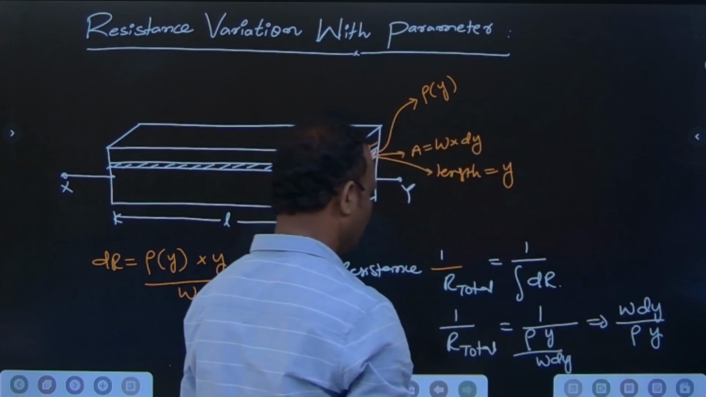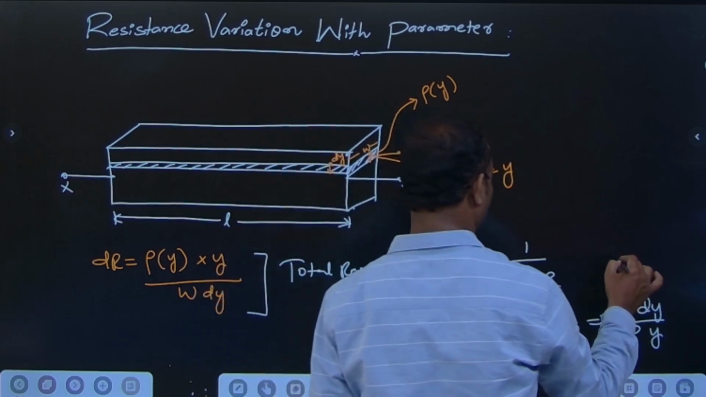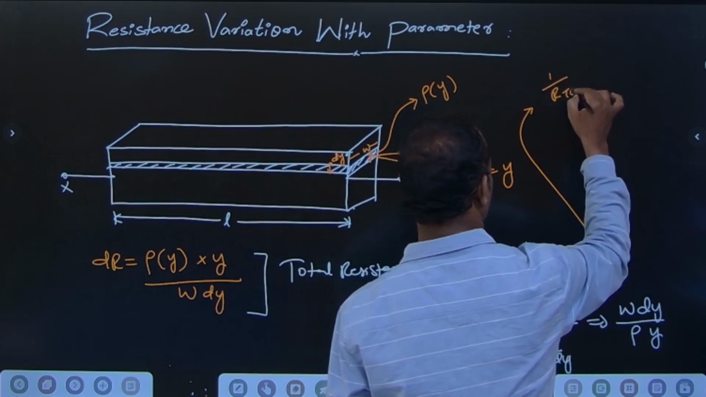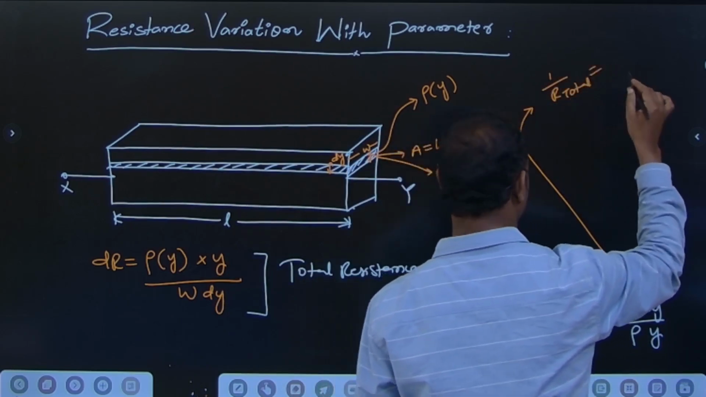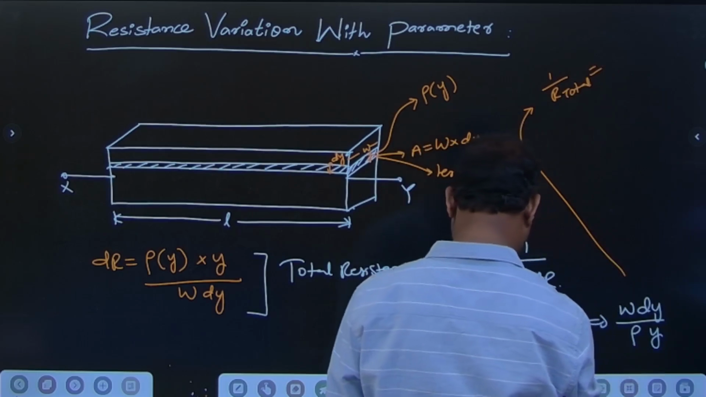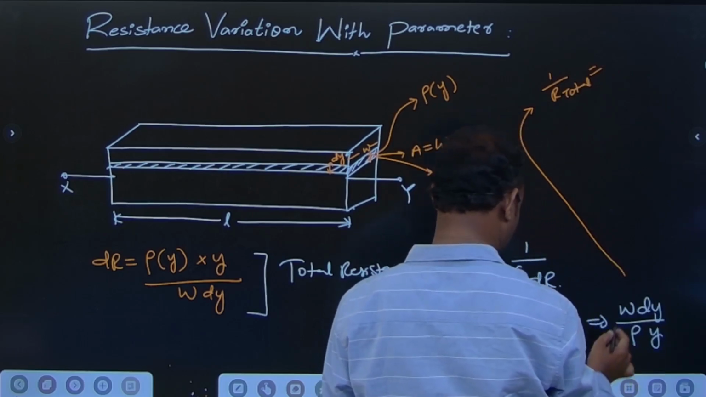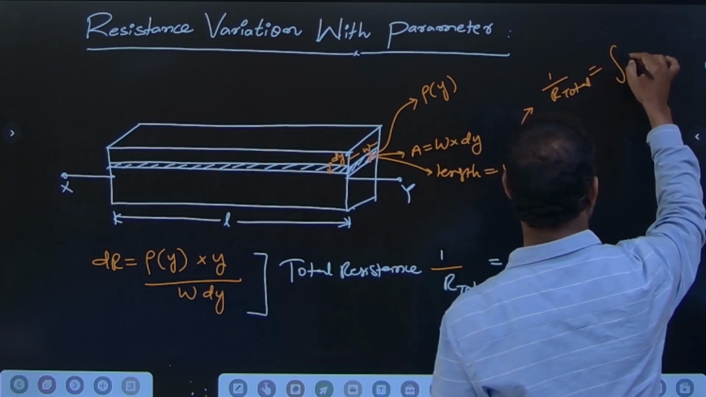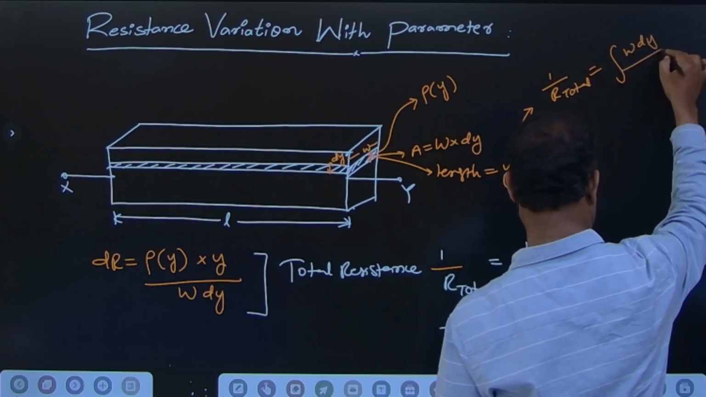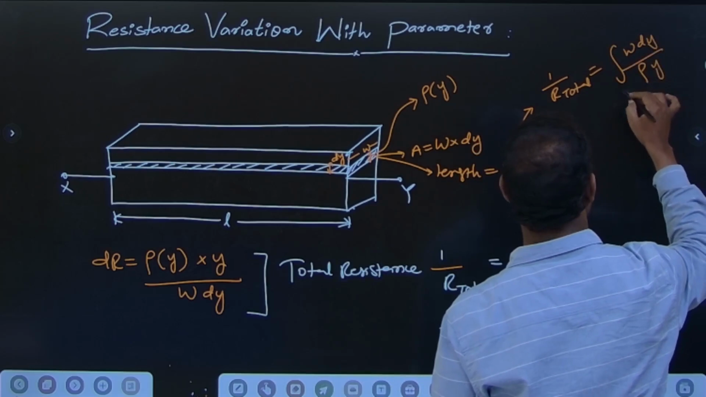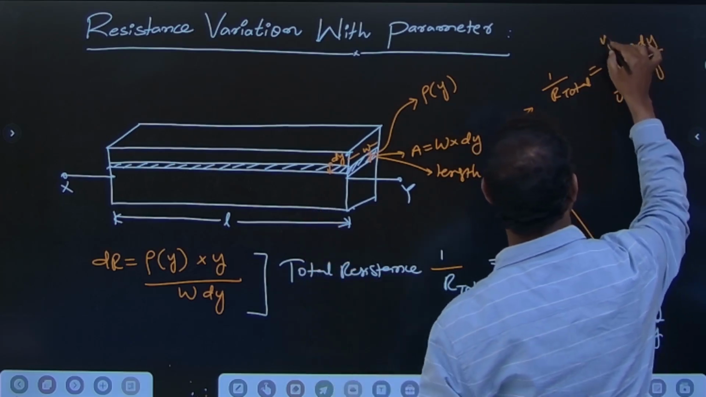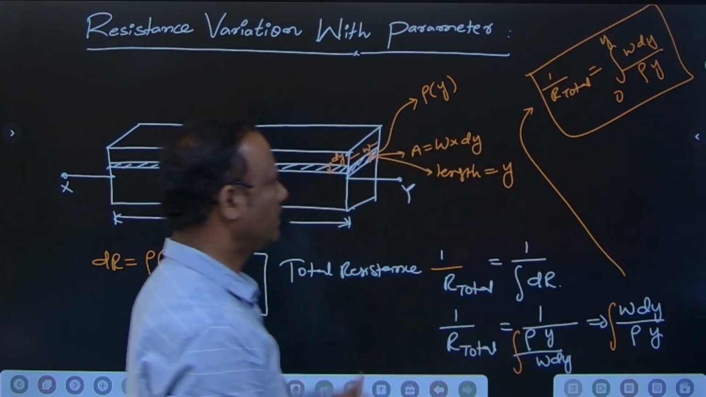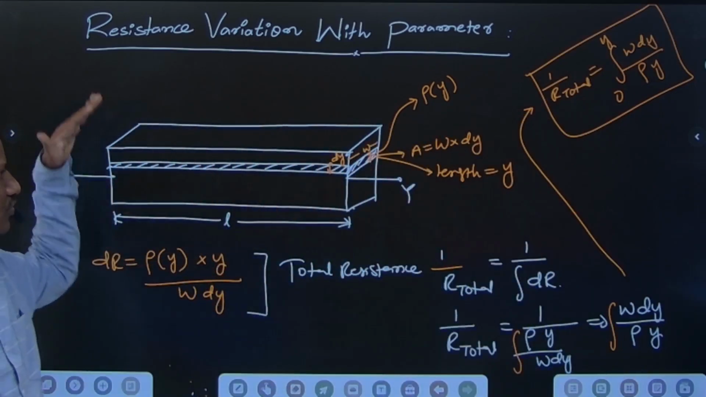Now from here we can write 1 by R total is equal to integration, it's an integration, right? Integration over w dy by rho y, limits from 0 to y is the condition, when resistivity is changing with respect to the y axis.